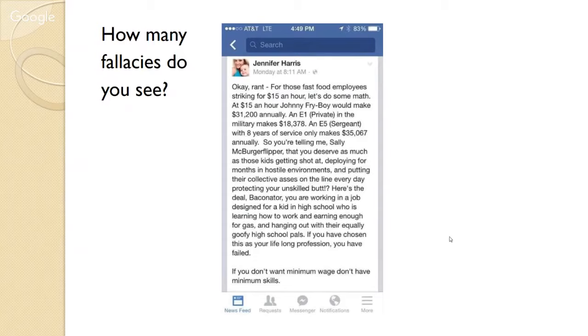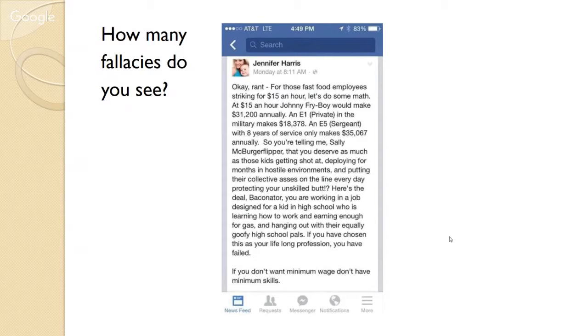An E1 private in the military makes $18,378. An E5 sergeant with 8 years of service only makes $35,067 annually. So you're telling me, Sally McBurger Flipper, that you deserve as much as those kids getting shot at, deploying for months in hostile environments, and putting their collective asses on the line every day, protecting your unskilled butt.